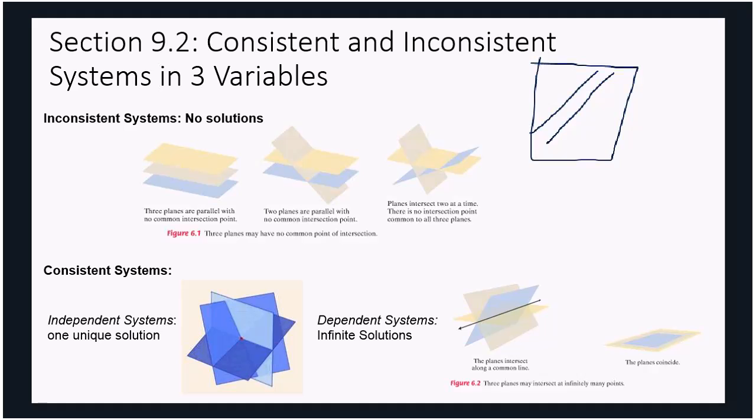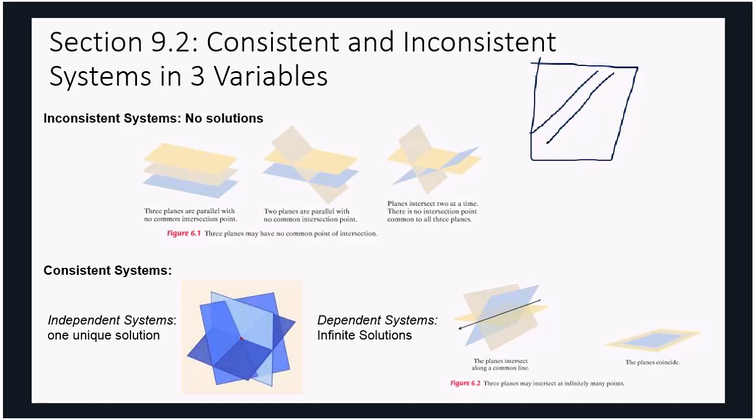We're going to take that same concept to a system in 3 variables, and instead of picturing lines, you have to picture planes. So that's what these 3 graphics are showing you. If you have a system that is inconsistent in 3 variables, it can mean that, 1, the planes just don't intersect at all. So that's what's showing here.